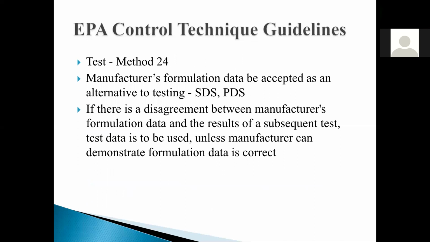As far as a couple other issues here, the CTGs tend to point to a test method. That would be EPA Method 24. Actually, it's the oven method. You weigh a sample, you put it into an oven for an hour, you then weigh the sample again, and then what essentially leaves is a VOC, water, and/or an exempt compound.